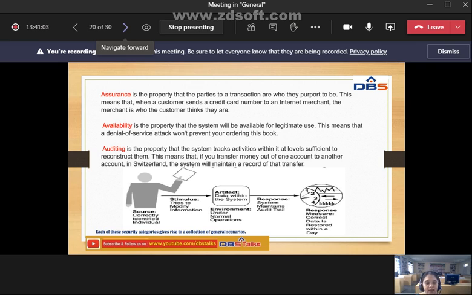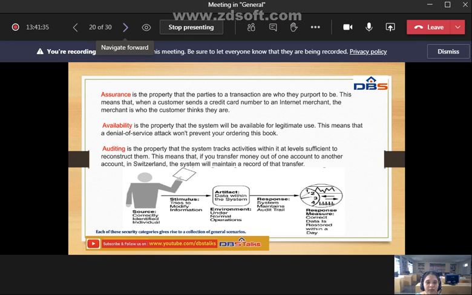Next, availability. We already know what availability is. Availability is the property that the system tracks activities within it at a level sufficient to reconstruct them. Whenever a problem occurs, it can be reconstructed. And it is the property that the system will be available for legitimate users. Legitimate users means authorized users, correct users.